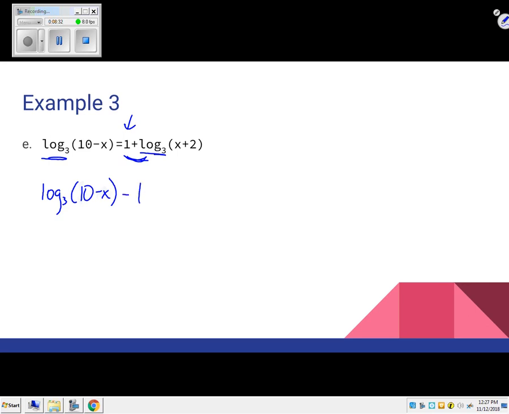So I'm going to take this log base 3 of x plus 2, and I'm going to subtract it off both sides. It gets rid of it over here, and on the right side, I'm just left with a 1.